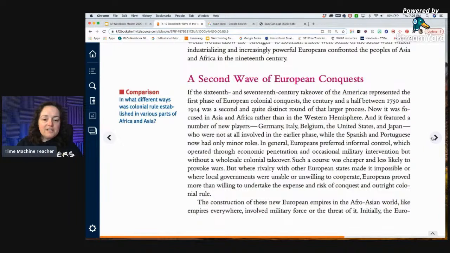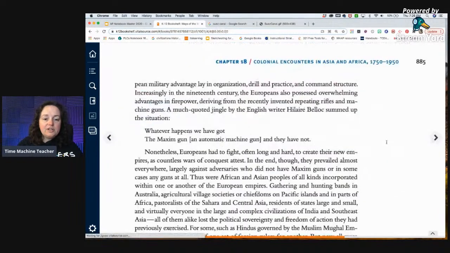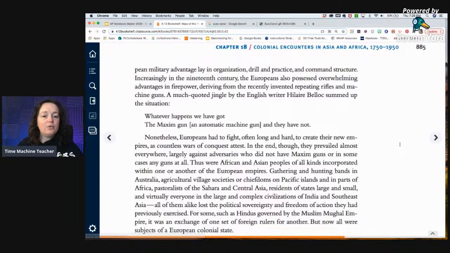The construction of these new European empires in the Afro-Asian world, like empires everywhere, involved military force or the threat of it. Initially, the European military advantage lay in organization, drill and practice, and command structure. Increasingly in the 19th century, the Europeans also possessed overwhelming advantages in firepower, deriving from the recently invented repeating rifles and machine guns. So once again, just like with the Native Americans in America, the English and the Europeans still have better weaponry. So put down something to that effect, that they have more powerful weapons, which enables them to take over.